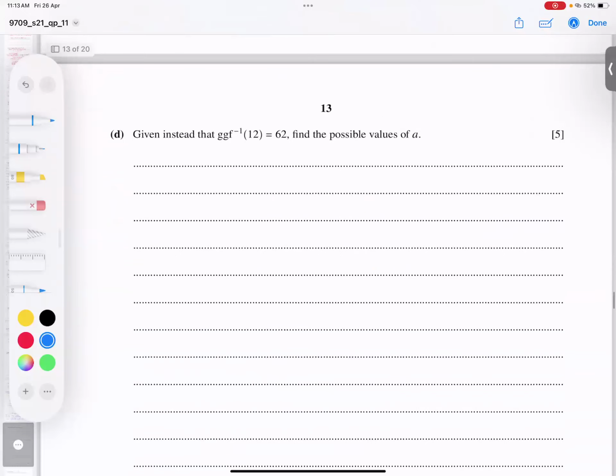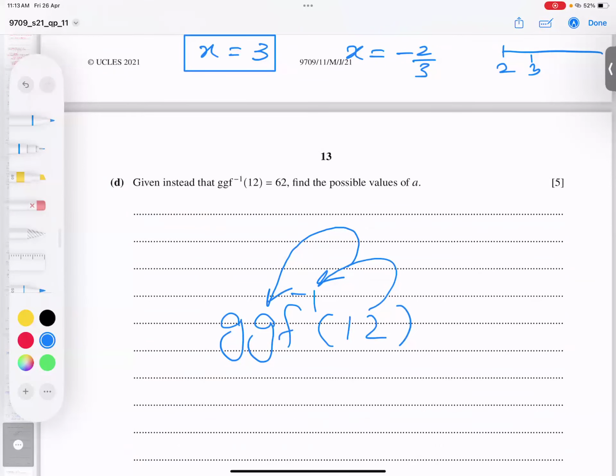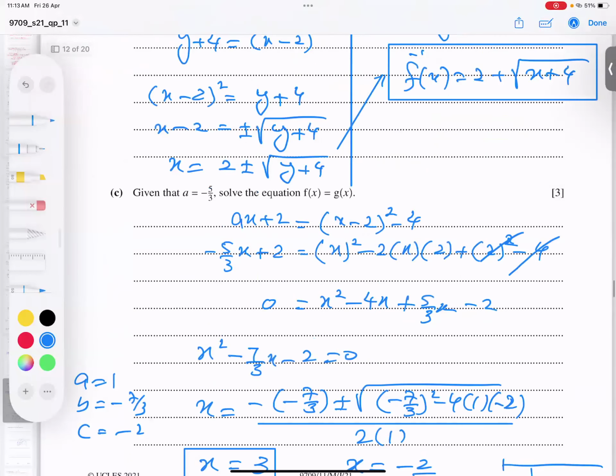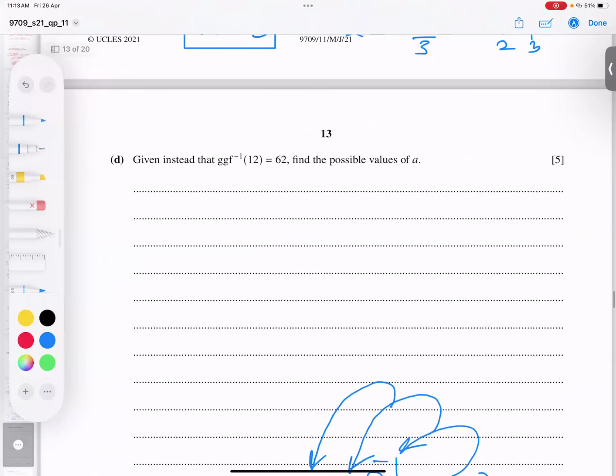Question, next part. Okay, G of F inverse of 12. What is the process? First of all, plug in 12 in F inverse. Then put the whole value in this, and put the whole value in this. So step by step, we'll go for it. So let's see how we can do it. First of all, plug in. I'll keep this process here as a reference. So first of all, F inverse. Where's F inverse? I'm copying it here.